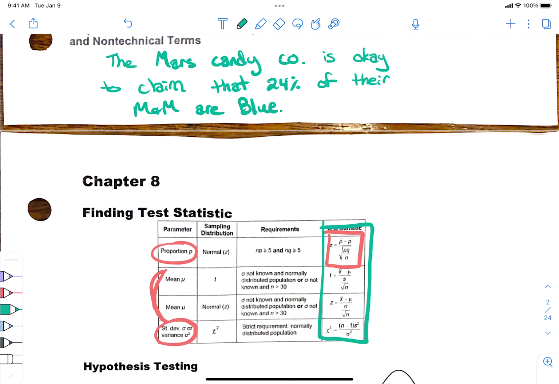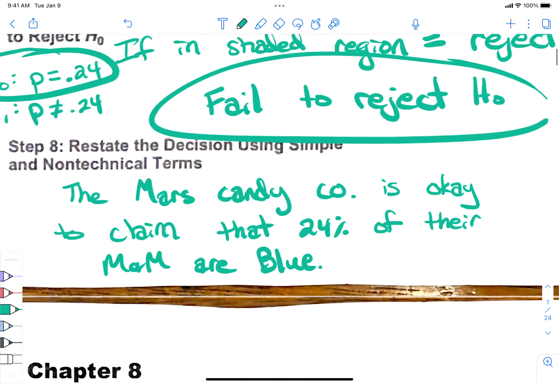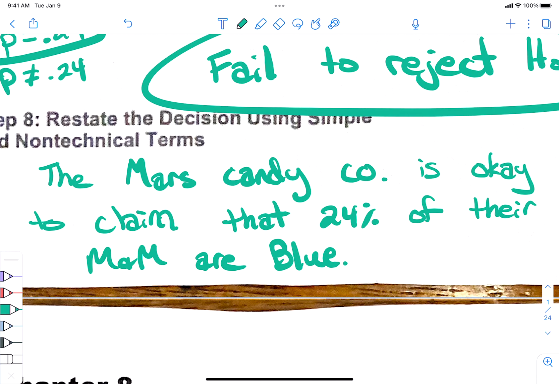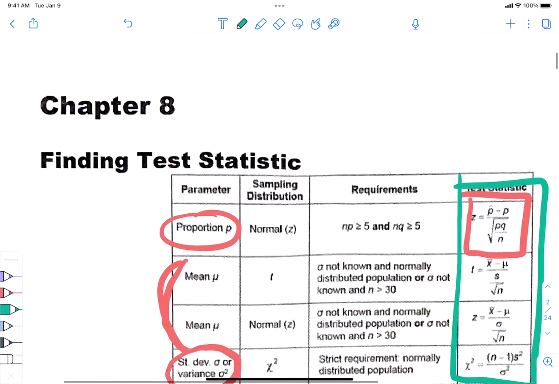So what if it was in the shaded region? If it was in the shaded region, what would our conclusion look like? Would we still fail to reject? No, if it's in the shaded region, then we would reject the 24%. And we would say, Mars Candy Company, you are wrong by saying 24%. You need to redo your data. It would be a reject instead. It's fail to reject if it's in the non-shaded region. It's reject if it is in the shaded region. That's always the way that it works. We'll do another example and then you'll get the idea. So that's kind of how this works.